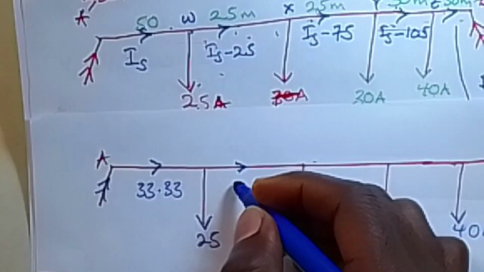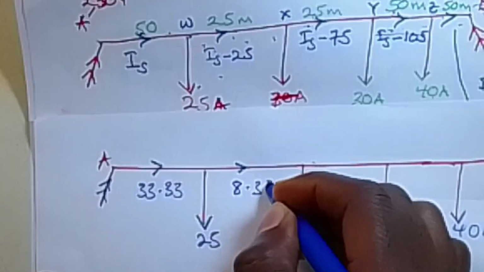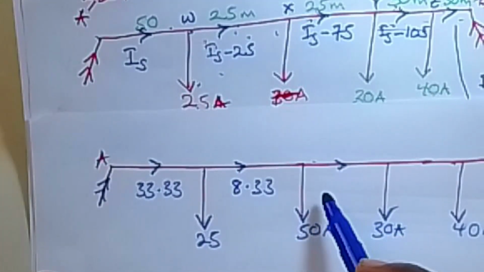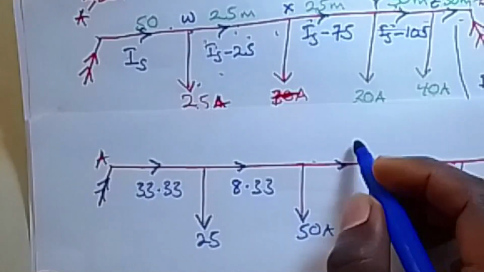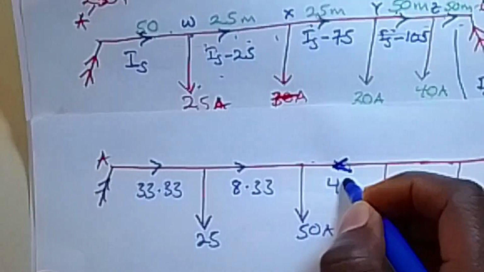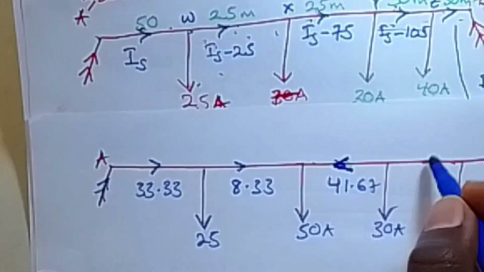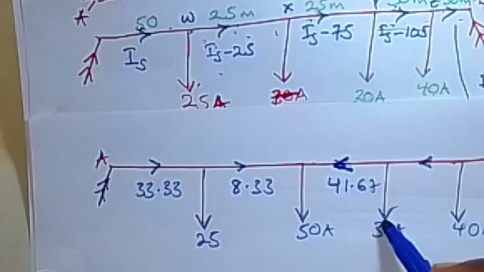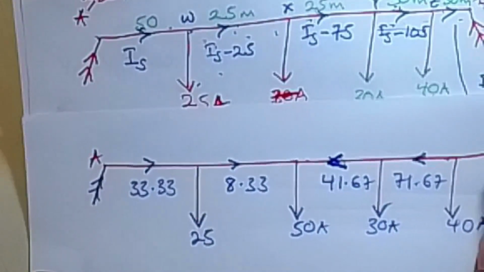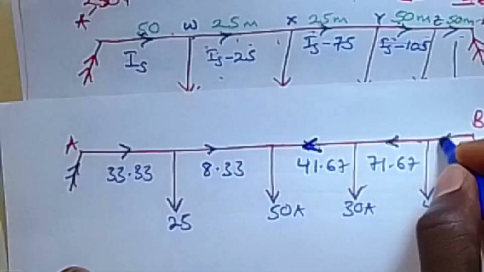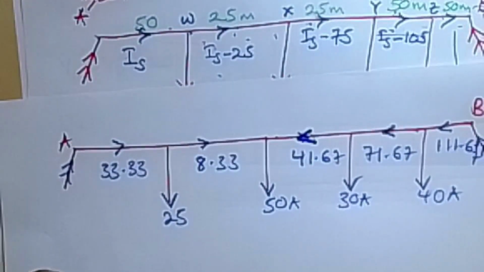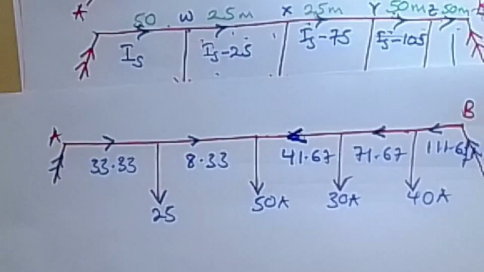33 minus 25 is 8.33. Then similarly, the current flowing here, so it is a negative, that means it is flowing in this direction, and it is 40.67. And similarly, the current flowing here is 71.67, and finally 111.67. All of them are 0.67.